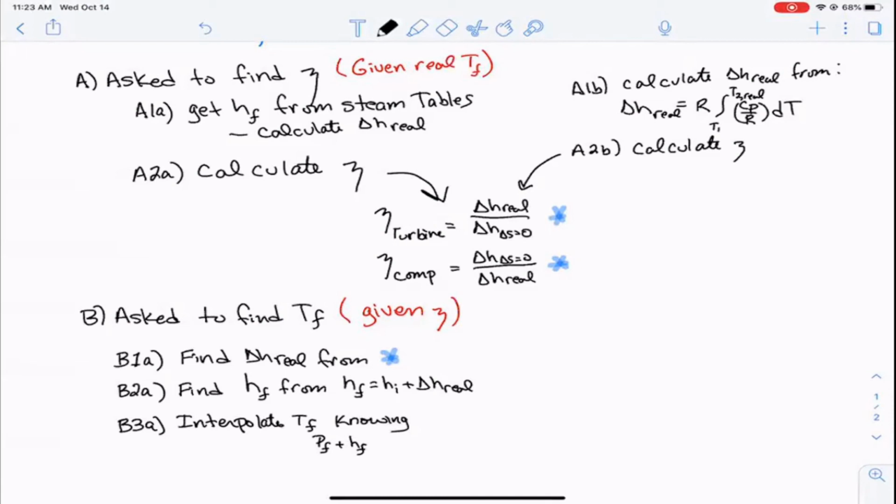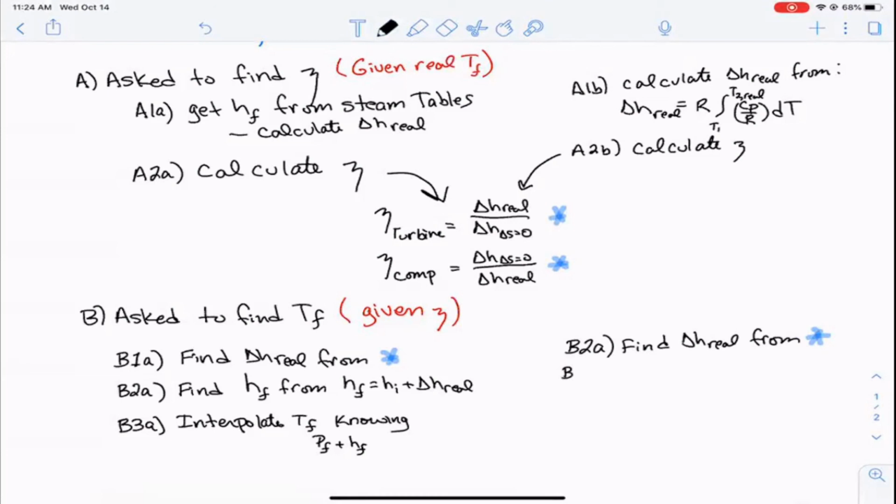Now, if we're not using steam, but we're interested in another gas, whether oxygen, CO2, hydrogen, something like that, well, we're going to be back to using equations. Now, this first step is actually identical to what you would do with the steam tables. If you're given the efficiency, go ahead and directly find delta H real from those equations above. But now finding the final temperature is much easier. It's just a single step.